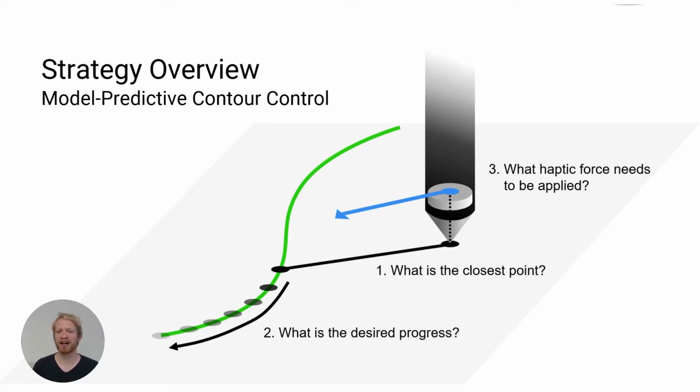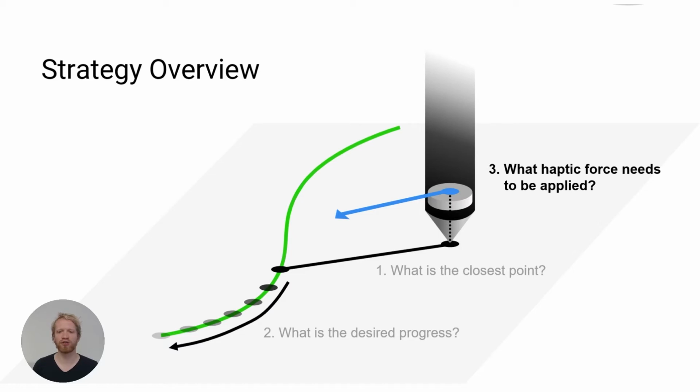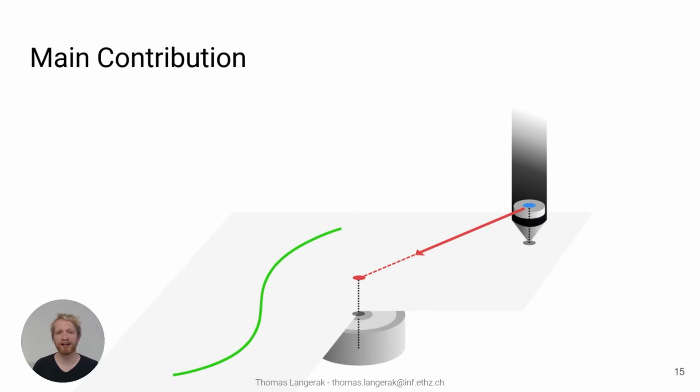These questions are answered combined in a model predictive contour control formulation, which is an iterative optimization framework. The third and final question is the main contribution of our paper, therefore let's zoom in on this. In our case, the electromagnet is always attracting the pen. This happens from the center of a permanent magnet embedded in the pen in a straight line to the center of the electromagnet. For the sake of simplicity, we will forget about the Z component of this force.